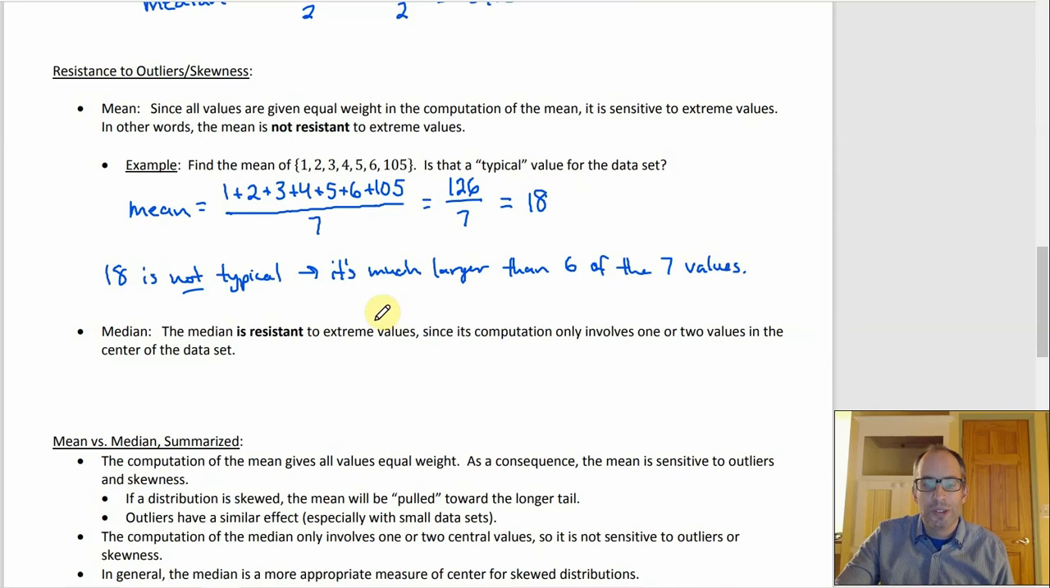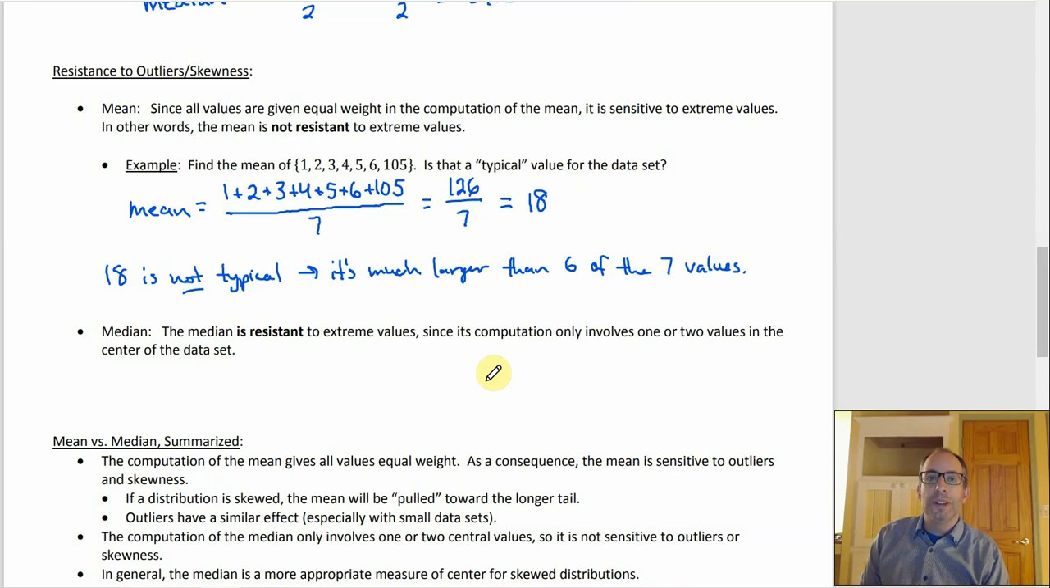So the median is resistant to extreme values, and that's because when you compute the median, you don't use them, right? The values on the end never end up in the computation of the median, and that's where the outliers are. The outliers have to be on the end, either on the upper end, like way out on the right, like that 105, or on the lower end, right? Like if you had a bunch of really big numbers and then one little tiny number, that little tiny number is an outlier. But think about it.